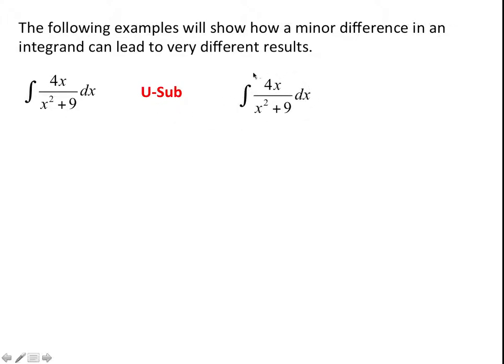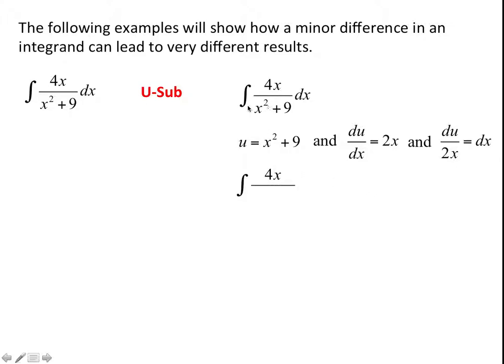So we're going to have to identify the higher power term as the u, and then we're going to have to differentiate that. So the derivative of u, du dx, is 2x, and then we have to rearrange that. So we can solve for dx, that's du over 2x, and then we can put that into the integrand. So instead of this, we're going to put in our u. Instead of our dx, we're going to put in our du divided by 2x. We're going to do our canceling, and then we're going to go ahead and rewrite this. So we have a 2 left in the numerator.